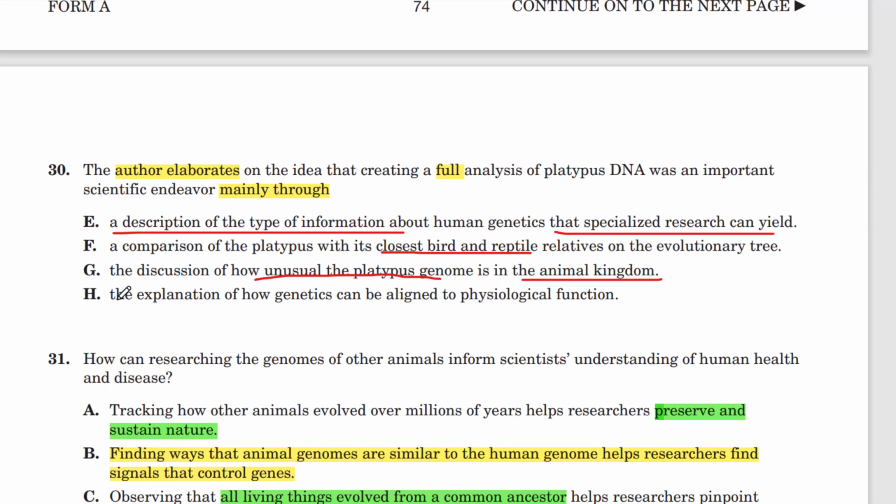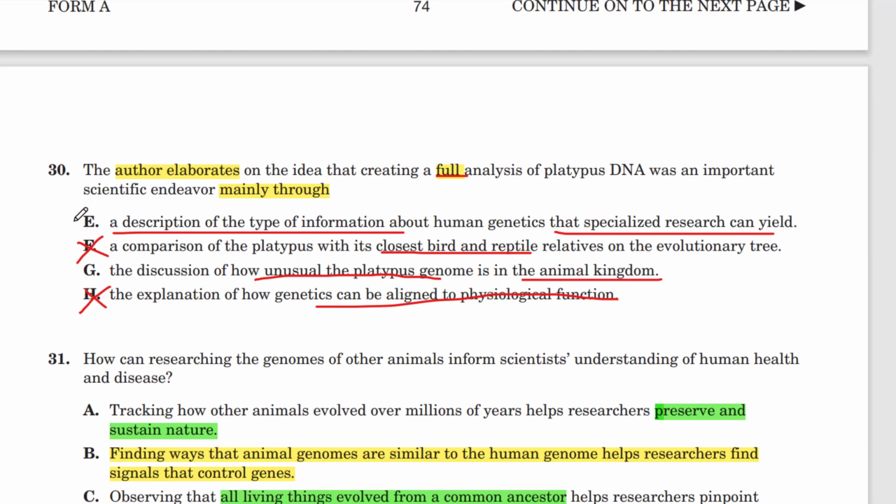Let's keep going. H, the explanation of how genetics can be aligned to physiological function. Well, we saw that, right? That was in one of the last parts, but this is too narrow. This is part of the answer, not the full answer of the full analysis of platypus DNA. This is just one of those things we learned from DNA analysis. So that's not right. E would be a much better answer. The types of information we'll learn, which had several different examples.